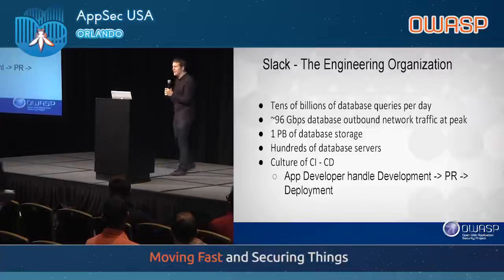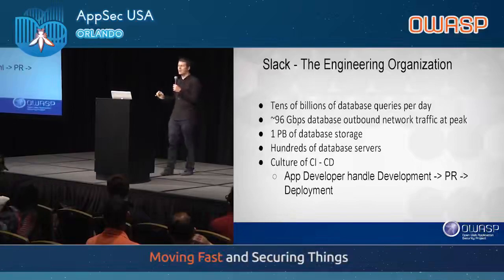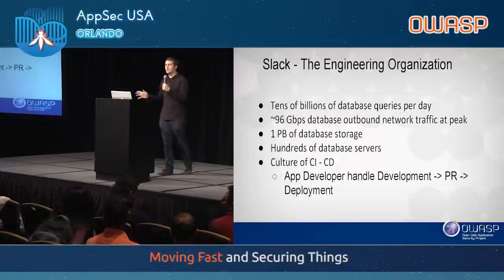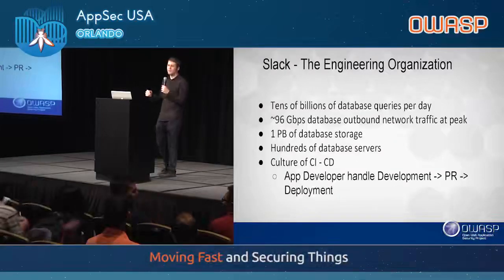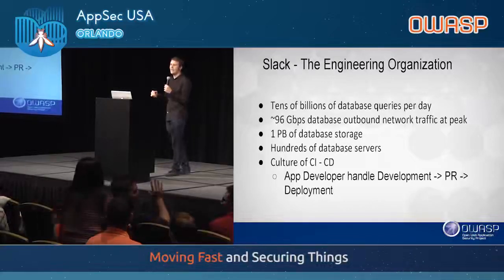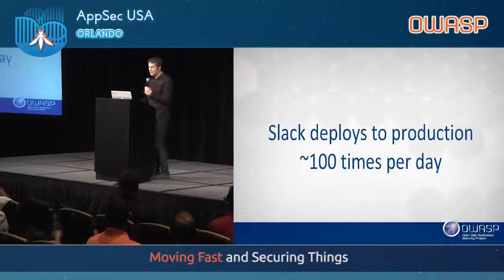So I've got a question for the audience. Raise your hand if you deploy to production once a month? What about once a week? More than once a week, let's say once a day. 10 times a day? 100 times a day? 1,000 times a day? Okay, so Slack deploys to production approximately 100 times per day.